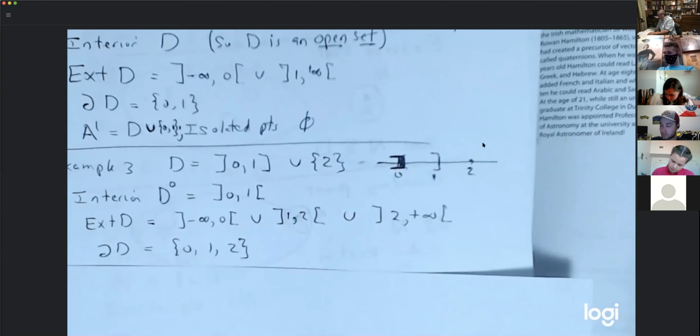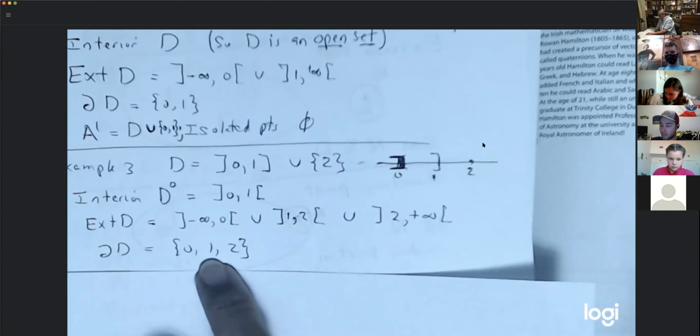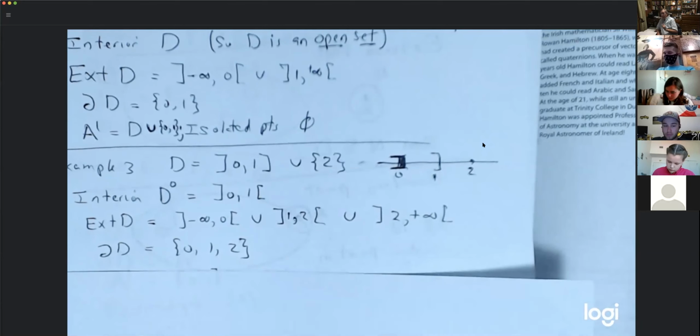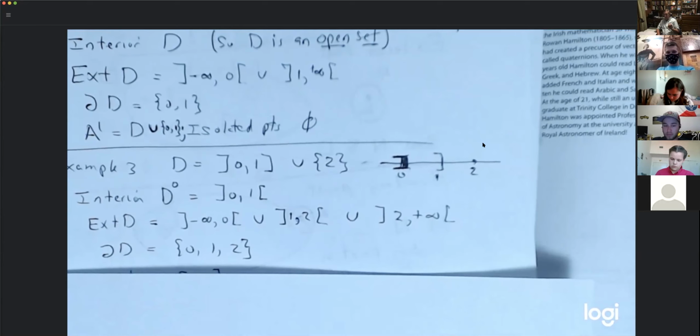Okay. What's the boundary? What are the boundary points? Well, 0 and 1 and 2 is a boundary point. Why is 2 a boundary point? It's a new kind of boundary point, but it's a boundary point because every neighborhood of 2 contains a point from the set, namely 2.